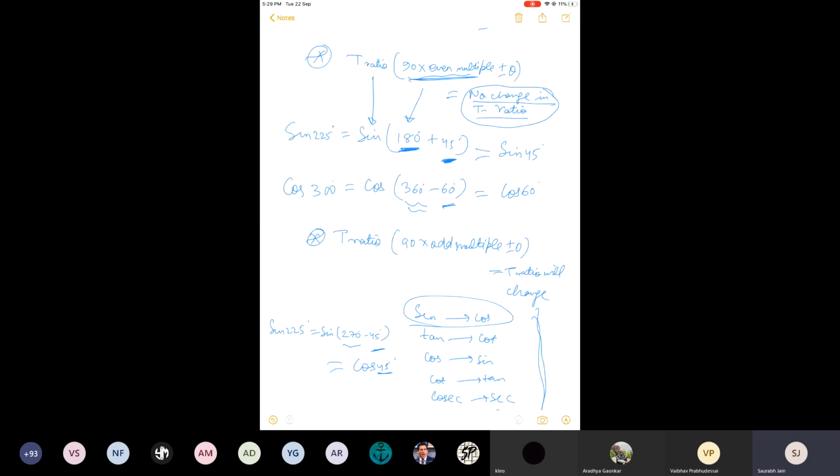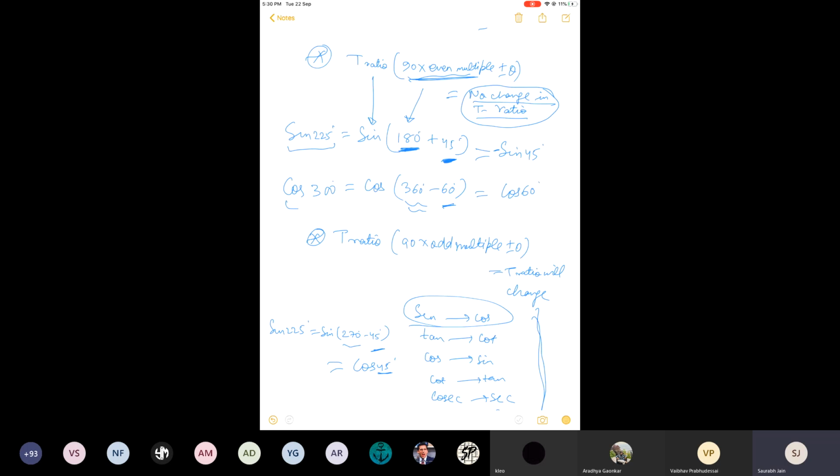Now we have to decide whether plus will come or minus will come. Now I want to ask a question for you. See, sine 225 degree. Please tell me what type of value it will be. Sine 225 degree, positive or negative? Negative. Negative value. So if I write sine 45 degree, it will not be a negative value. Put a minus sign here.